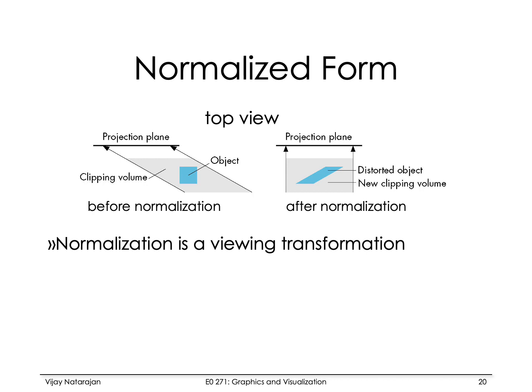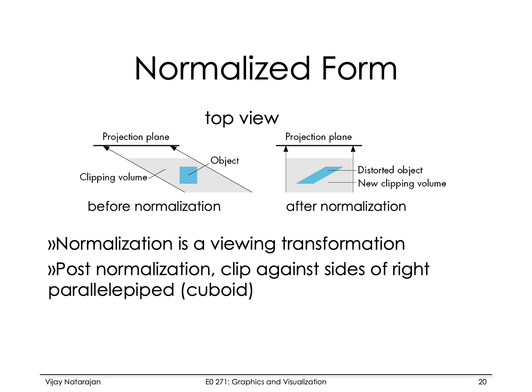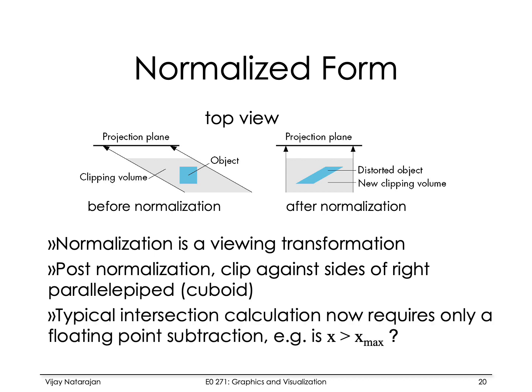So note that normalization is a viewing transformation. And post-normalization, we are able to clip against a very simple right parallelepiped, which is essentially a cuboid. So the kind of intersection calculations that we want to do now will essentially be just a simple floating point subtraction. This is easy to do. So this is one of the benefits of view normalization, essentially with respect to how it affects the clipping process.